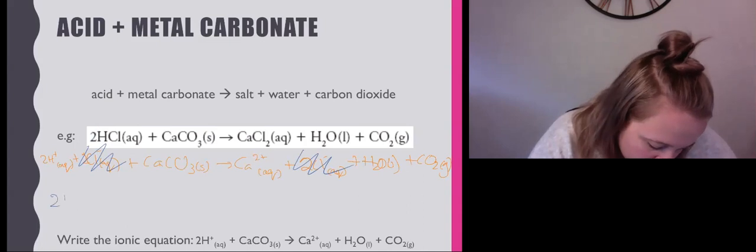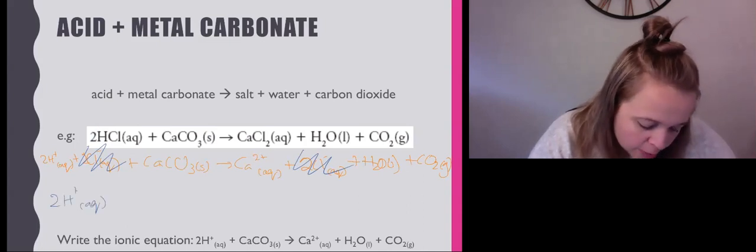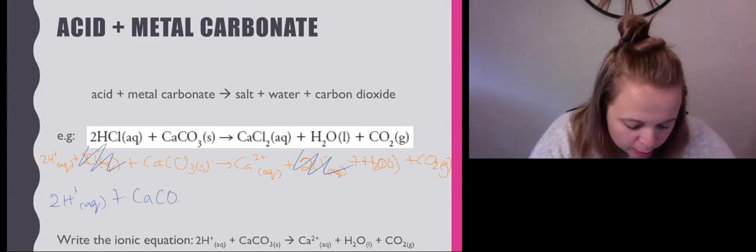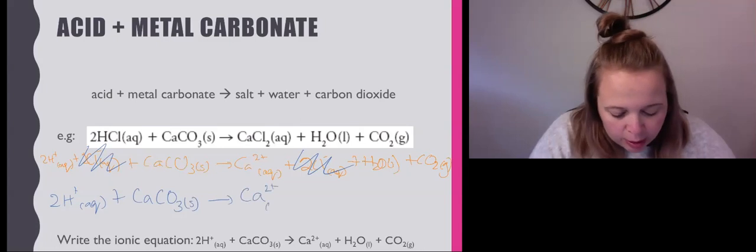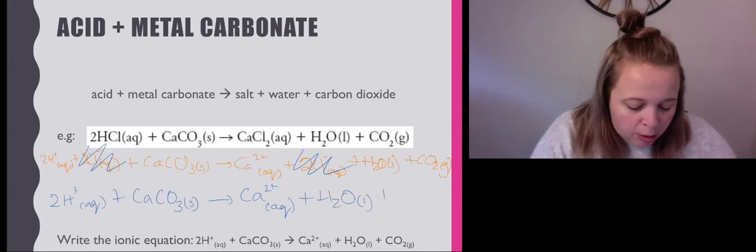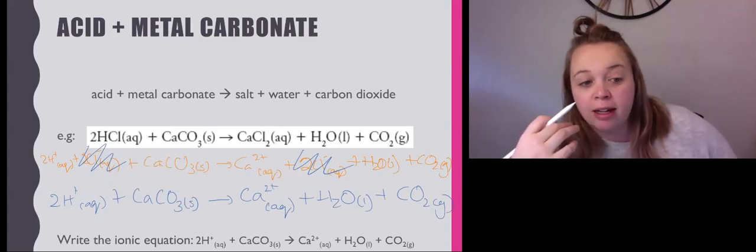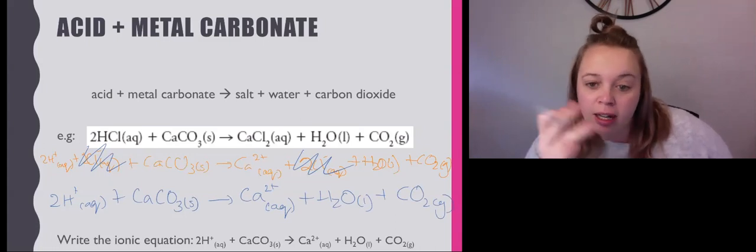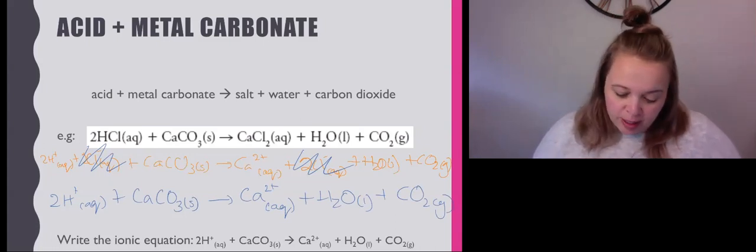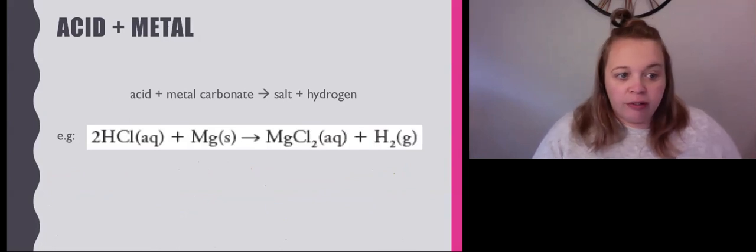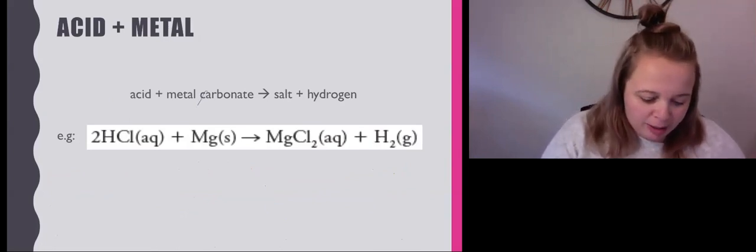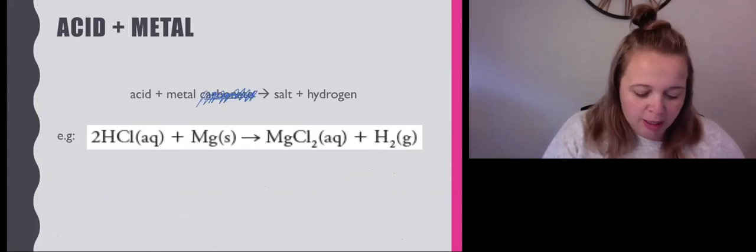So then I rewrite 2H plus aqueous plus CaCO3 solid goes to Ca2 plus aqueous plus H2O plus CO2. Okay, so when you're writing your ionic equations, remember that you just break apart anything that is aqueous, and then you can cancel out your spectator ions. The final one that we get is acid. Oh, sorry, that's not meant to be acid plus a metal carbonate. It's just meant to be acid plus a metal.